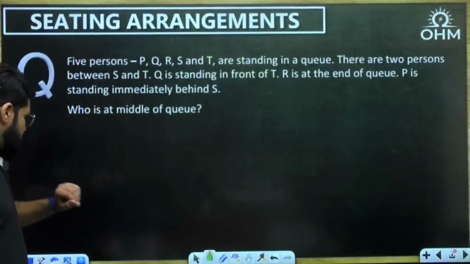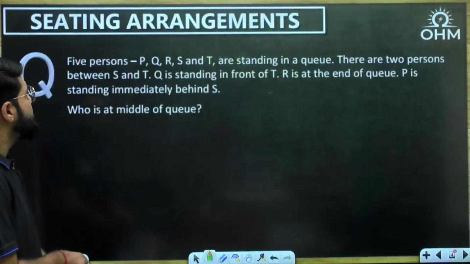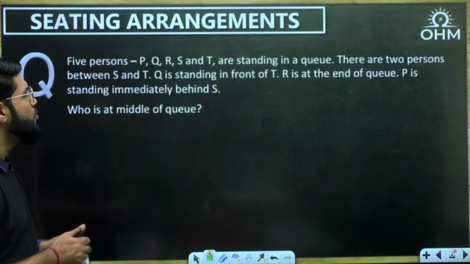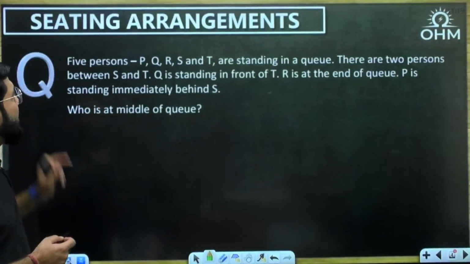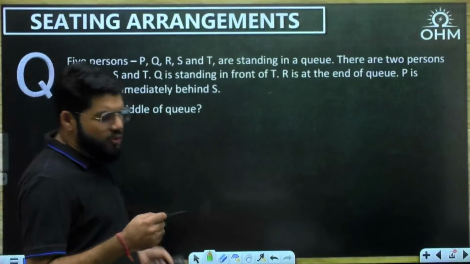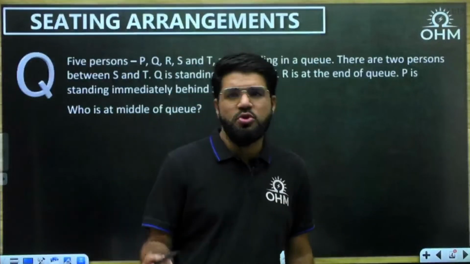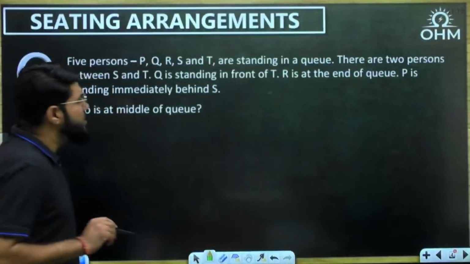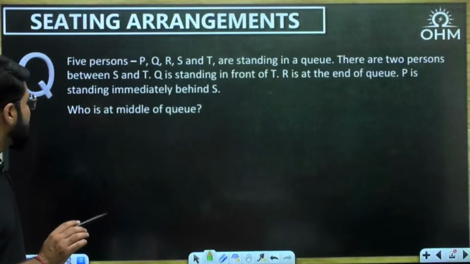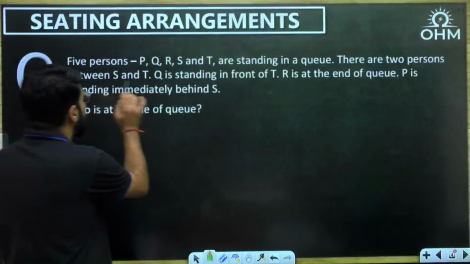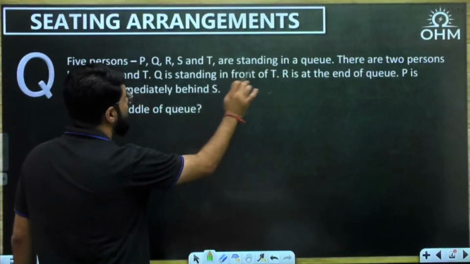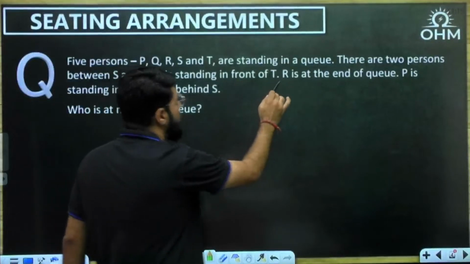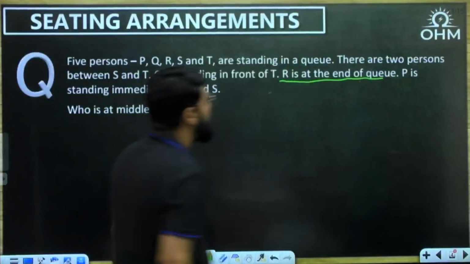So there are 5 persons, P, Q, R, S, and T, and they are standing in a queue. The order is not given, who is first, who is last, etc. Now some arrangements are given. There are 2 persons between S and T, and Q is standing in front of T. R is at the end of the queue. So this gives me a definite thing: R is at the end of the queue.